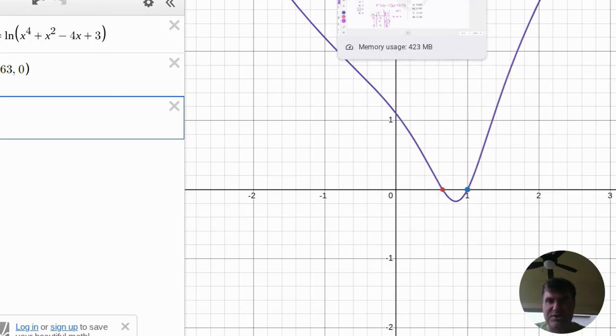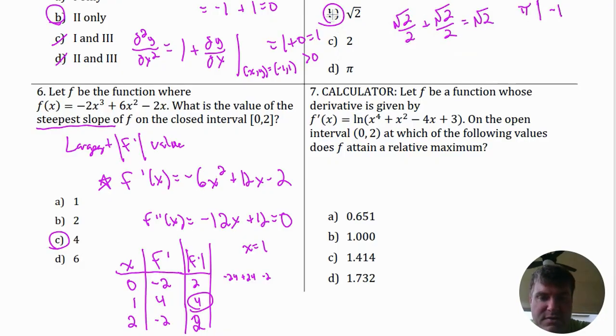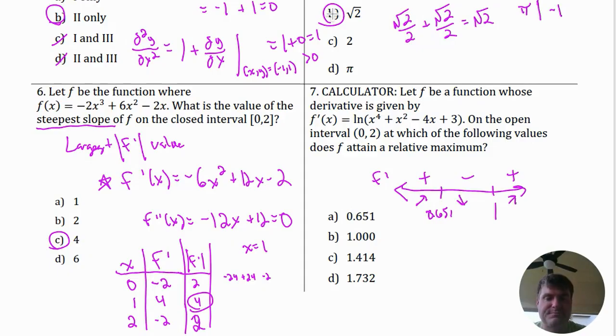So if I were to do a sign chart of this thing, the values that I got were 0.651 and 1. So this is what f prime is doing. So that means that f down here is doing this. So I get a relative maximum here at 0.651.